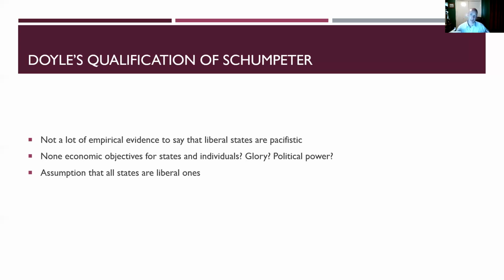And he says more generally, empirically, if you look at the actions of liberal countries, they don't all avoid war. We picked on the United States because Schumpeter uses them as the example. But any liberal country we choose, Britain for example, you see, of course, they were both also involved in the First World War and the Second World War.